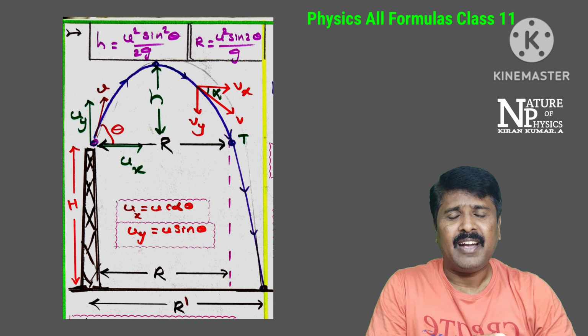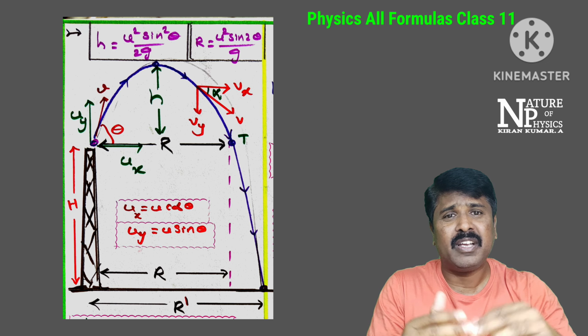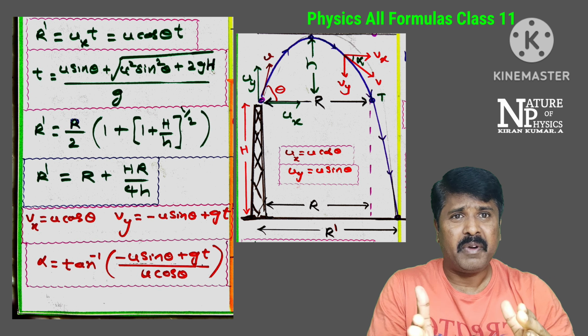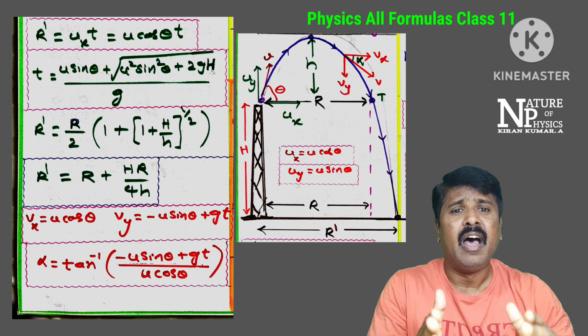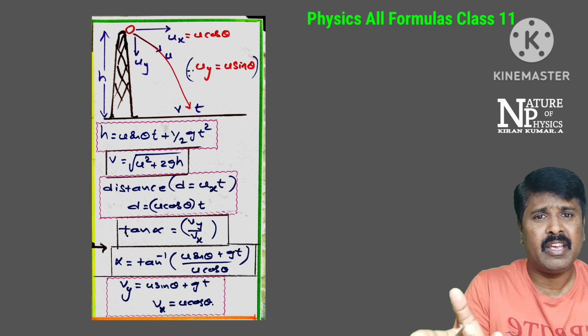clearly gave. And next, vertically upward projection from the top of the tower, after that projectile motion from the top of the tower, and there is a difference between the range and r dash, r dash is also a range, the relation I clearly gave.